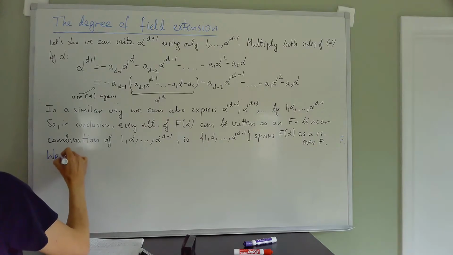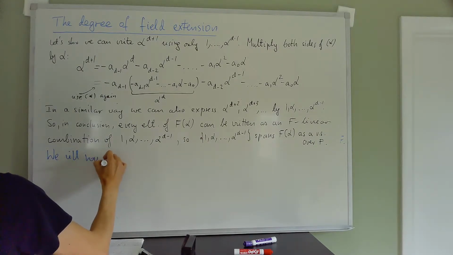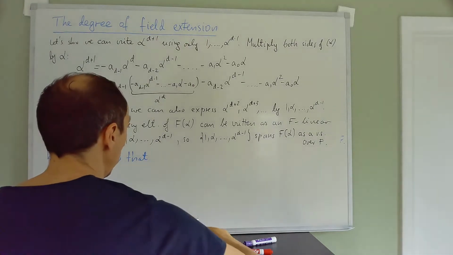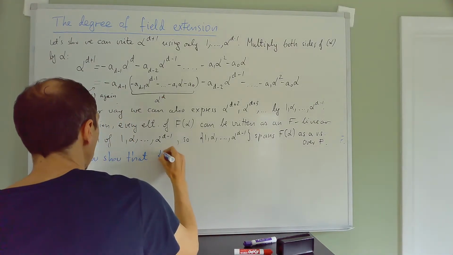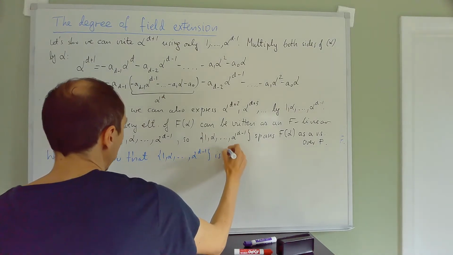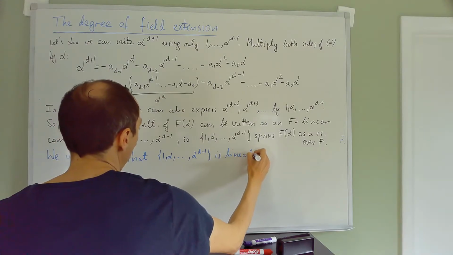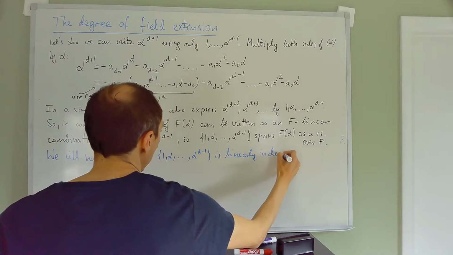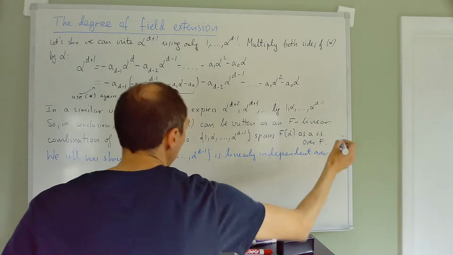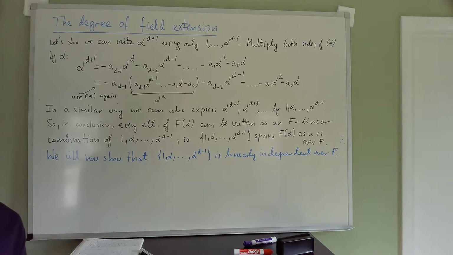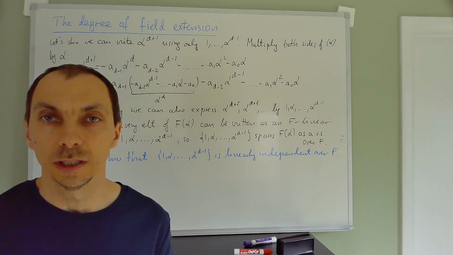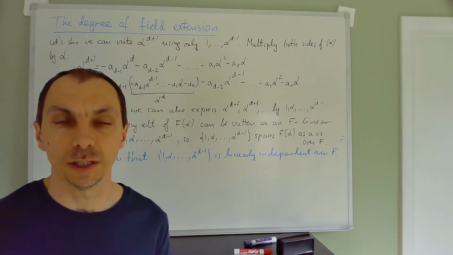We will now show that the set is linearly independent over F. What does it mean to be linearly independent? That means if I write any F linear combination of it that equals 0, all the coefficients must equal 0.